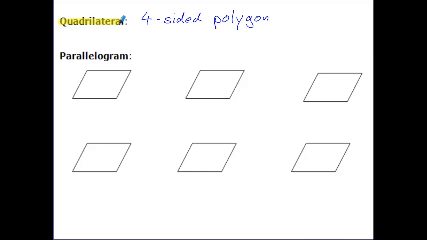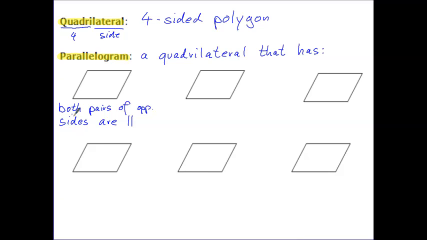A quadrilateral is a four-sided polygon, and quadri really stands for four, and lateral means sides. In the last class, we started talking about parallelograms, and parallelograms are quadrilaterals that have the following six properties.